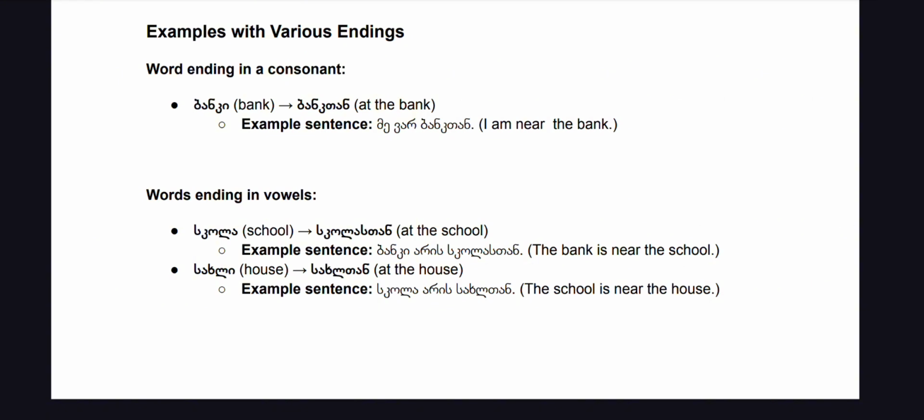Now let's see sentences. The word skola becomes skolastan. It may mean at the school, close to the school, or near the school. In the example, it is banki aris skolastan. The bank is near the school. The word sahli becomes sahltan. Skola aris sahltan. The school is near the house.